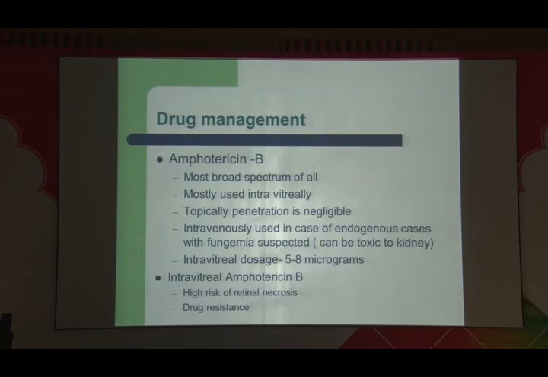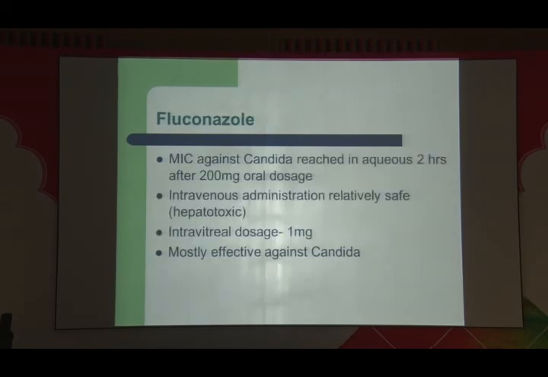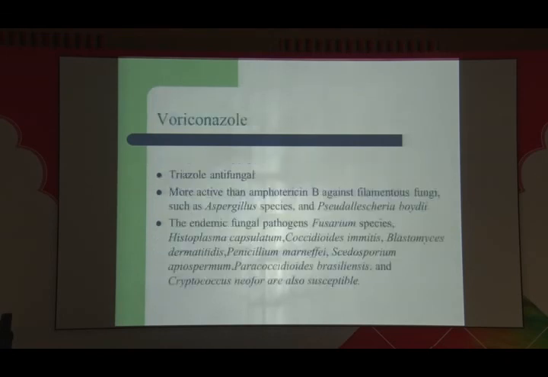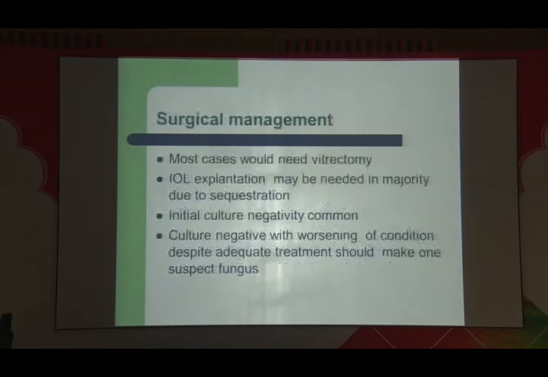Drug management is with amphotericin B, but a high rate of retinal necrosis is there, so there is no margin of error. Usual intravitreal dose is 5 to 8 microgram per 0.1 cc. Fluconazole, we give oral 200 milligram OD or BD. IV dose is relatively safe. Intravitreal dosage is 1 milligram per 0.1 cc. Voriconazole is a newer antibiotic. It is given 50 to 75 microgram per 0.1 ml, and it is basically a fungicidal drug, and amphotericin is a fungistatic drug.